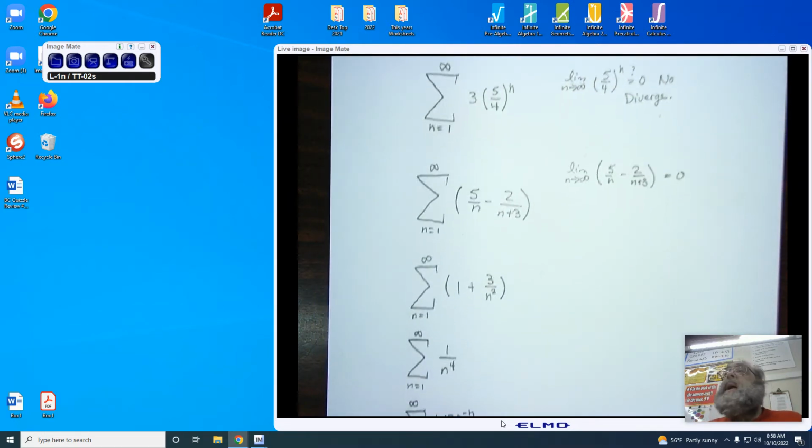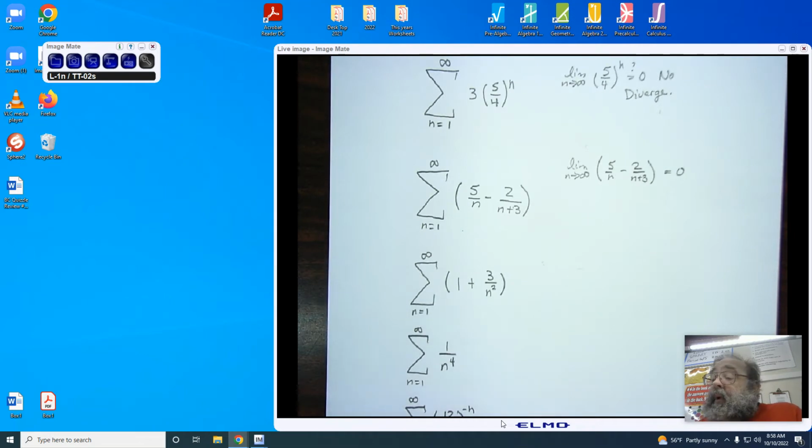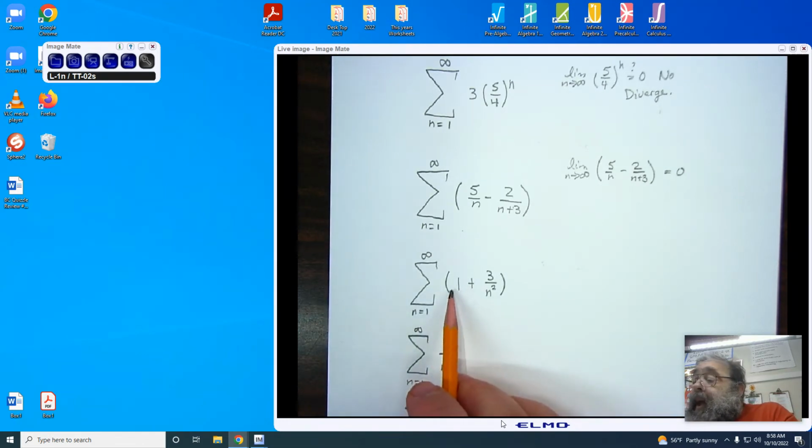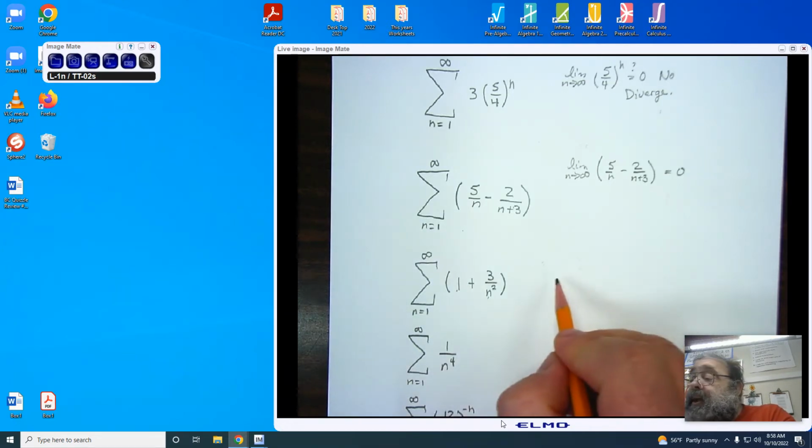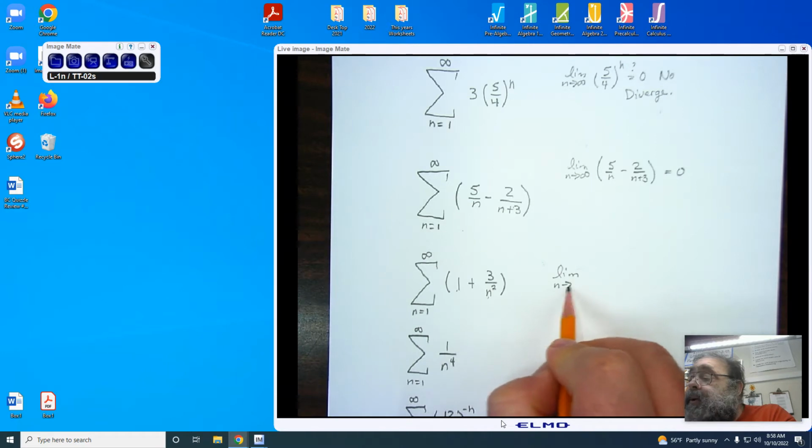Look at number 3. You'll notice I'm starting to get tricky now. In number 3, I have an actual sum. Because I have an arithmetic piece plus a geometric piece, I can clearly see that 1 is going to be added infinitely, which means that this has to diverge, even though the 3 over 2 to the n-th power will converge.